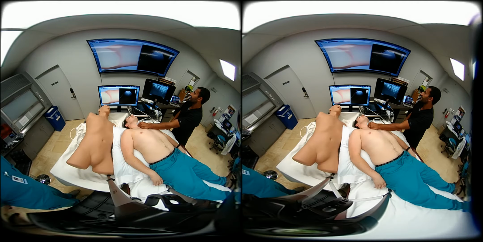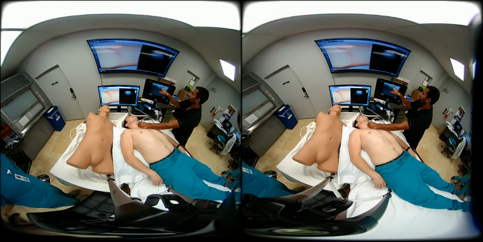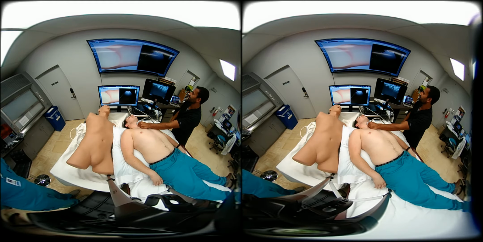So now we have a long axis view of the airway, and the structures that we're seeing here, these are the tracheal rings. We see the initial step up here, the cricoid cartilage. This is the cricothyroid membrane, and if I scan up a little bit higher, this is the thyroid cartilage. So cricoid cartilage, tracheal rings, thyroid cartilage, and right here is the cricothyroid membrane.